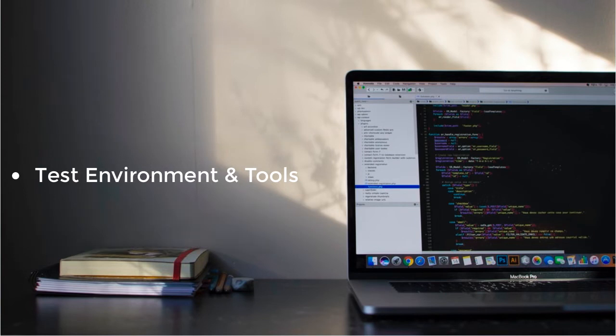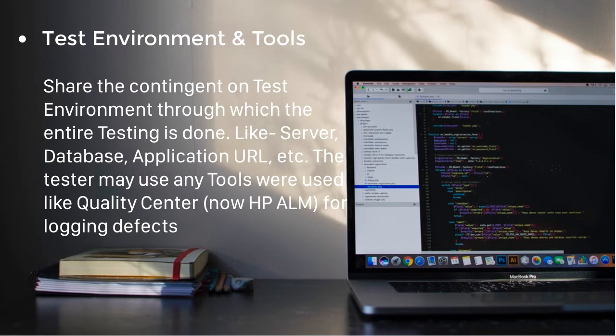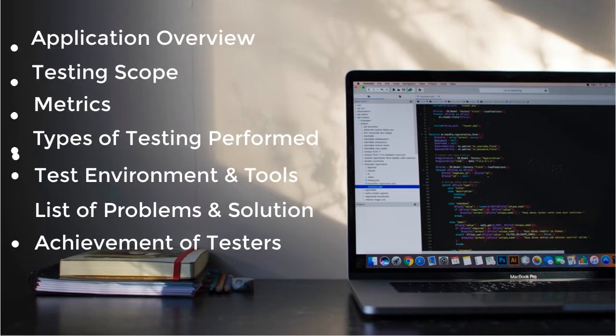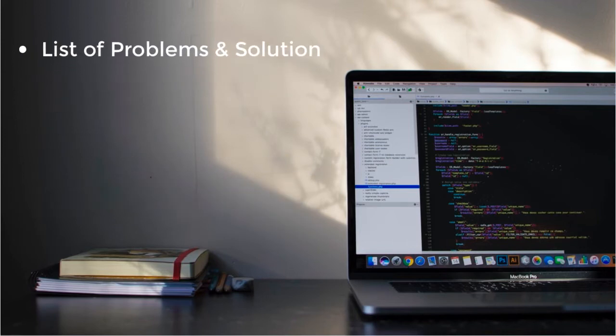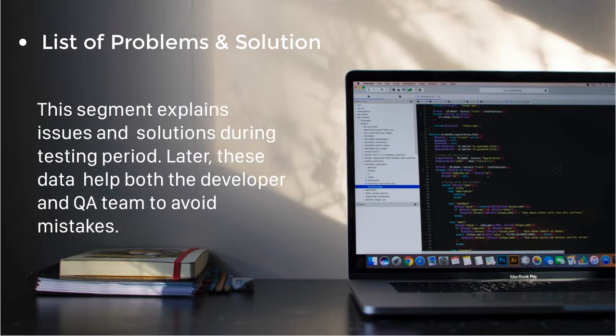Test environment and tools share the details of the test environment through which the entire testing is done, such as server, database, application URL, etc. The tester may use tools such as Quality Center for logging defects. The report should also list the problems and the solutions. This section explains significant issues and their solutions during the testing period. In the future, this data will help both the developer and the QA team to avoid these mistakes.